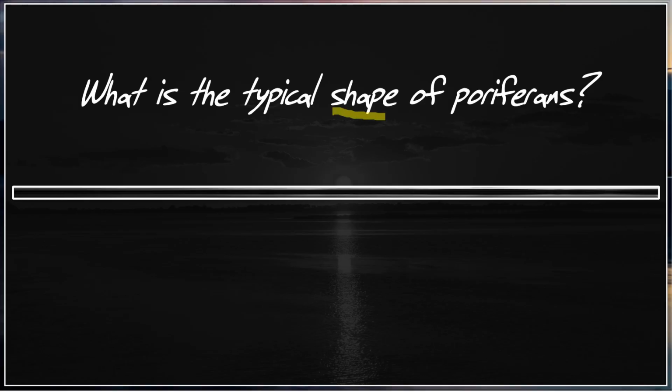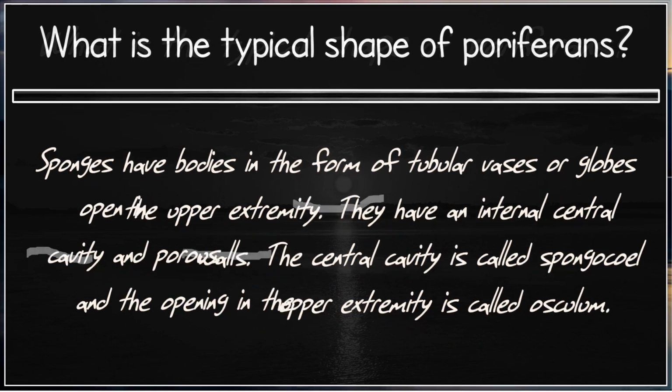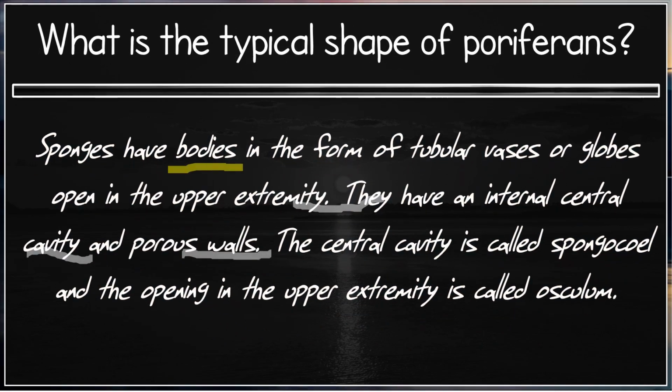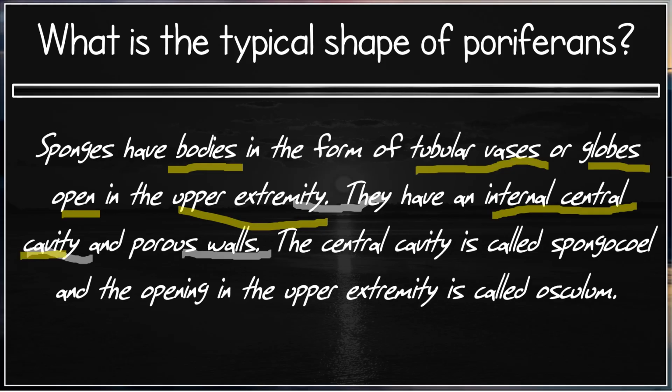What is the typical shape of Poriferans? Sponges have bodies in the form of tubular vessels or grubs, open in the upper extremity. They have an internal central cavity and porous walls. The central cavity is called spongocoel, and the opening in the upper extremity is called osculum.